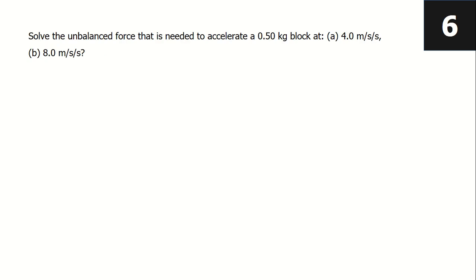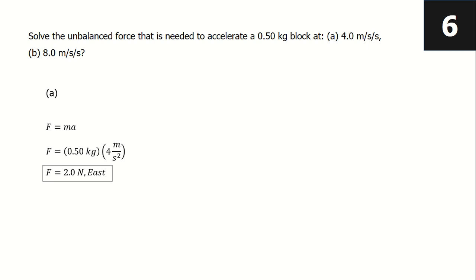Okay, on item number 6, we can use the formula for the second law of motion, which is the net force will be equivalent to the product of the mass and acceleration. So here we are asked to solve for the unbalanced force that is needed to accelerate a 0.5 kilogram block. So that is the mass of the block. And we have two cases of acceleration: a at 4 meters per second squared and b at 8 meters per second squared. So of course, you will have to do two computations here.